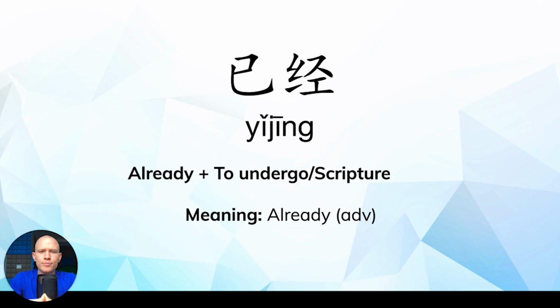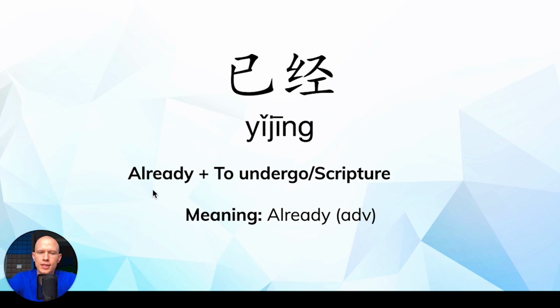So 已经 means already, and it's made up of two characters, already and to undergo. Now it's kind of tough for me personally when one of the characters or both of the characters mean the final meaning. So already and already, just like with the previous word. That kind of makes it less interesting for me personally. Already undergone. Jing means a bunch of different things, but one of the definitions that we've got is to undergo or to go through something like an experience, and already. So let's see if we can connect to these characters.